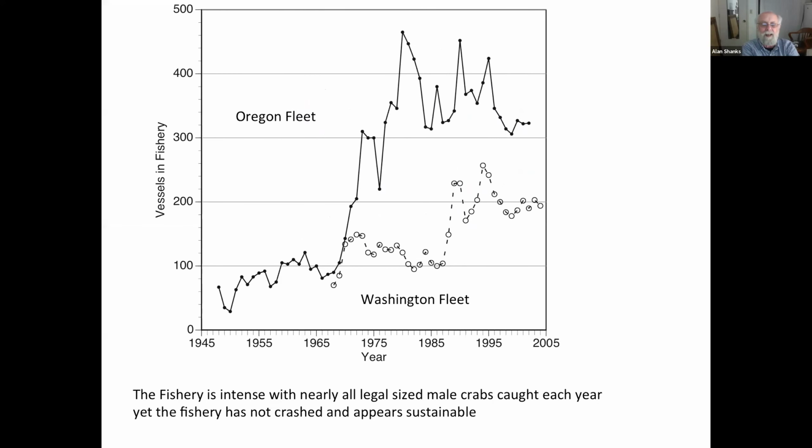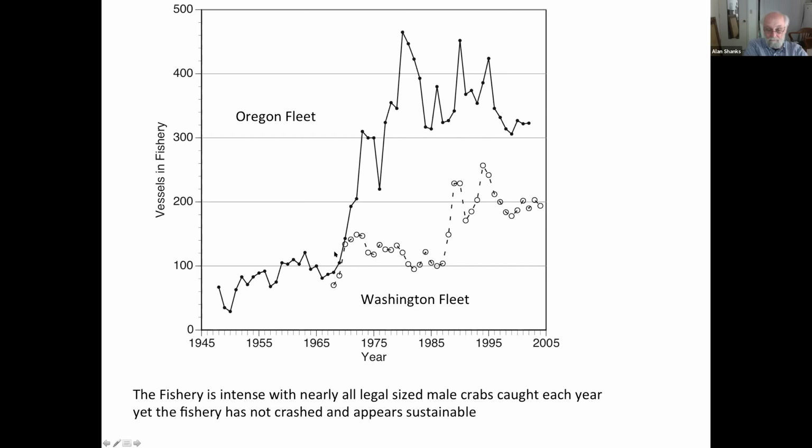The fishery is intense. Nearly all legal-sized male crabs are caught each year, yet the fishery has not crashed. It appears to be sustainable. What we've got here is the horizontal axis is year, and the vertical axis is the number of vessels fishing. And what you'll notice is that up until the early 70s, there were fewer than 100 boats in Oregon fishing. The open circles is Washington.